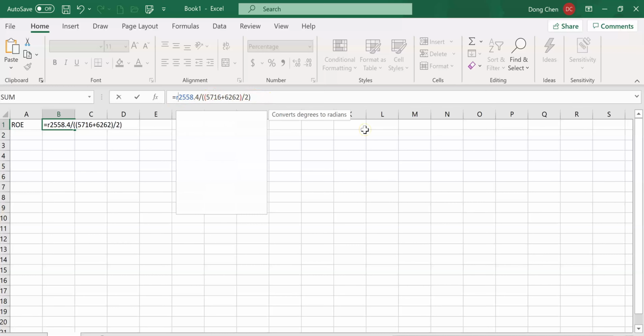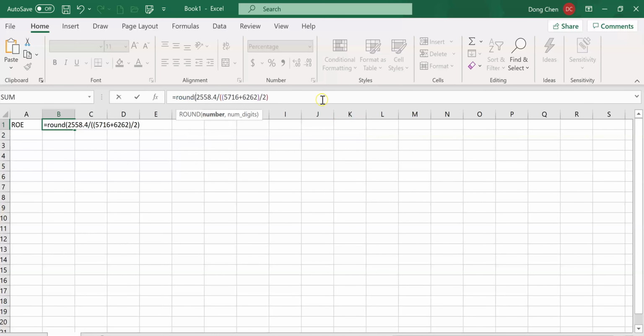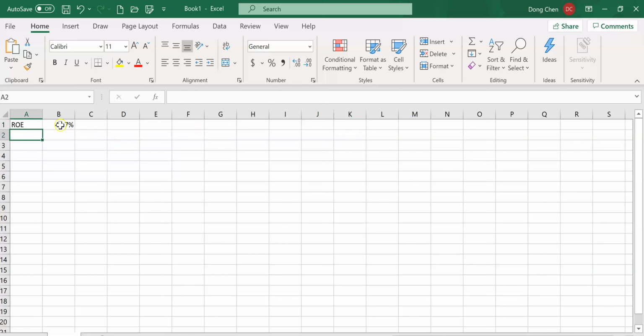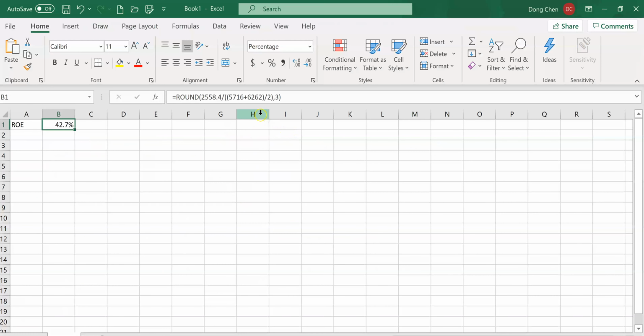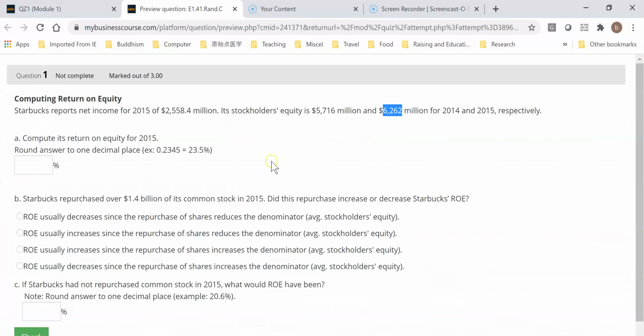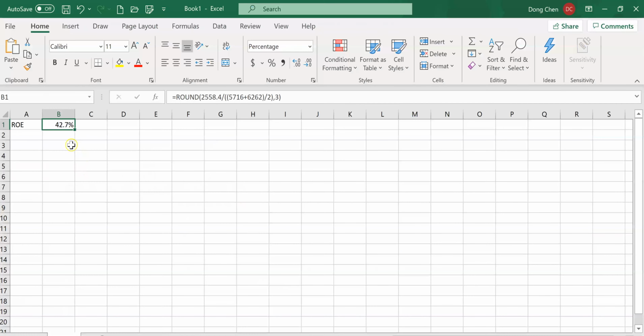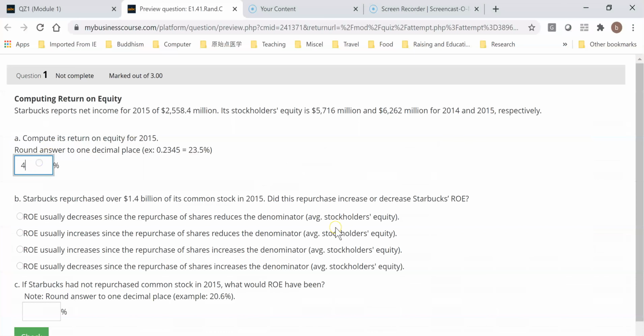And then the rounding requirement, as we said, this will round to 3 decimal places without the percentage sign. So this will give me, just make sure the numbers are correct. Yeah. So this will give me a 42.7%.